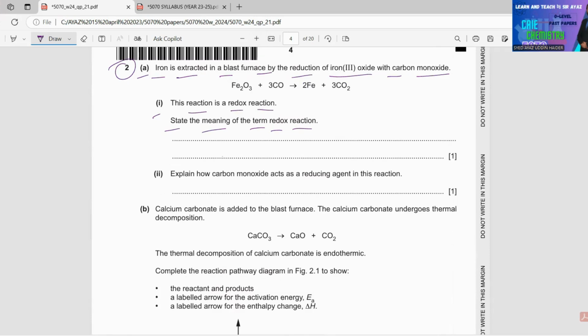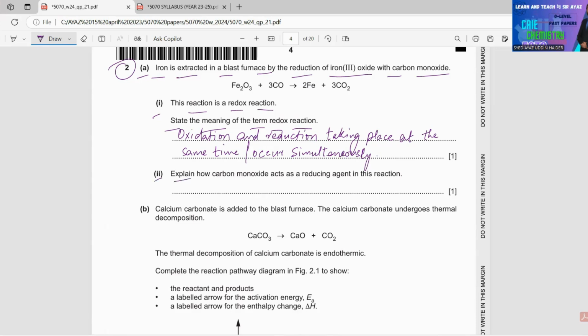So I will write oxidation and reduction taking place at the same time or occur simultaneously.